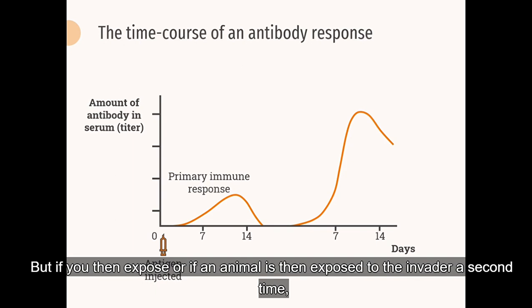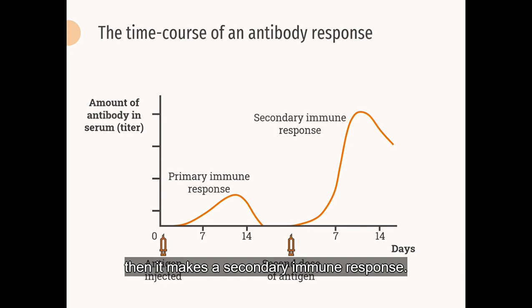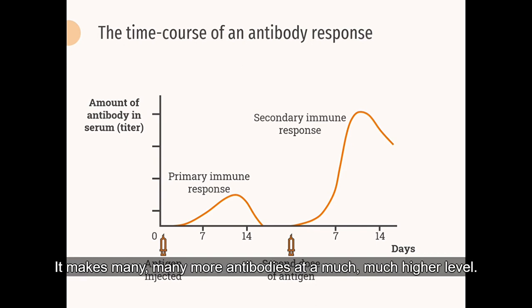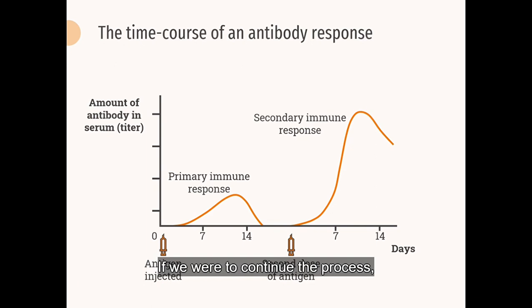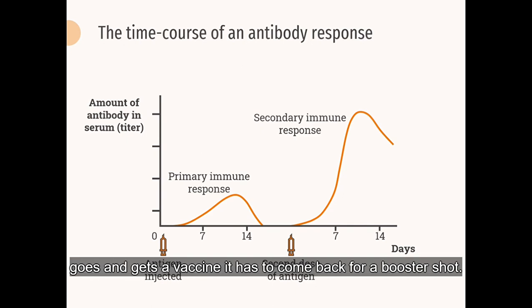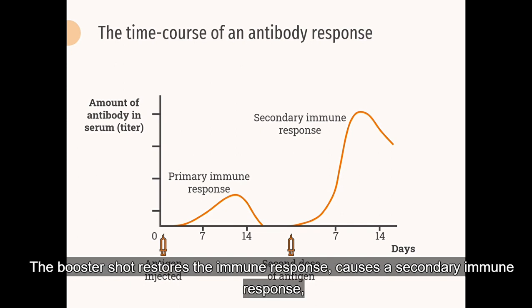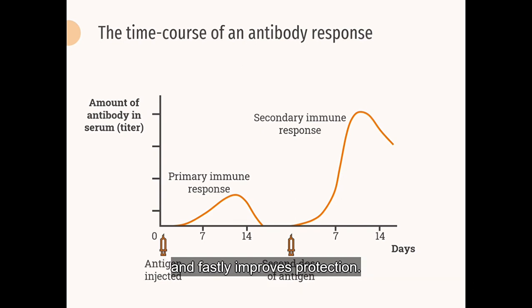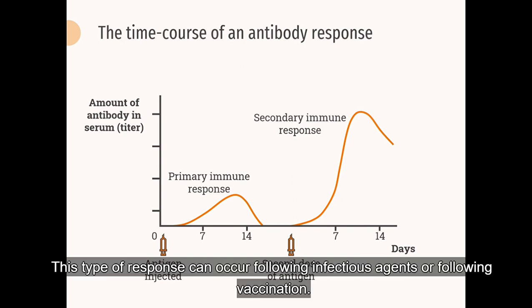But if an animal is then exposed to the invader a second time, then it mounts a secondary immune response. It makes many, many more antibodies at a much, much higher level. And if we were to continue the process, the system would get better and better. It improves with time. This is the basis of how vaccines work. Remember, when your pet dog goes and gets a vaccine, it has to come back for a booster shot. The booster shot restores the immune response, causes a secondary immune response, and vastly improves protection. So this type of response can occur following infectious agents or following vaccination.